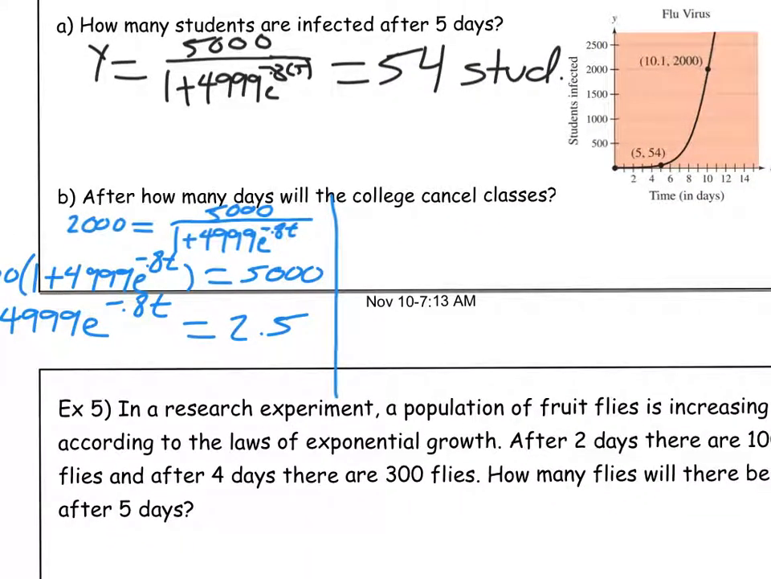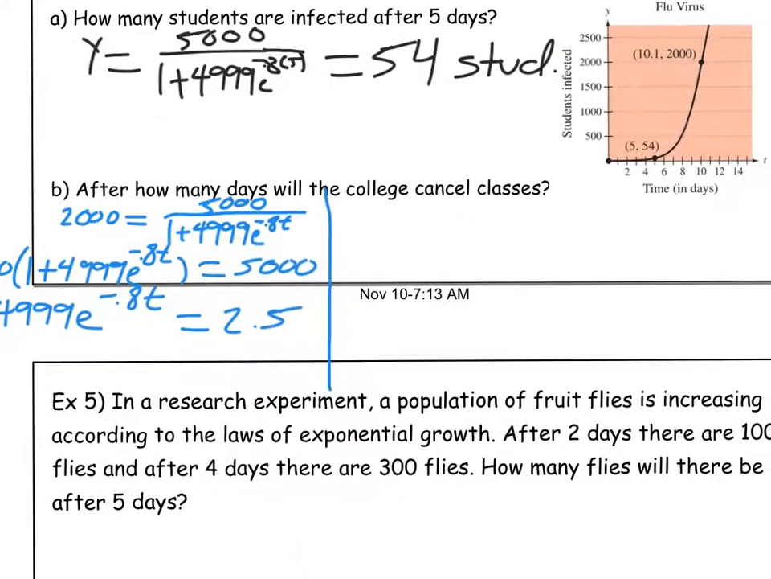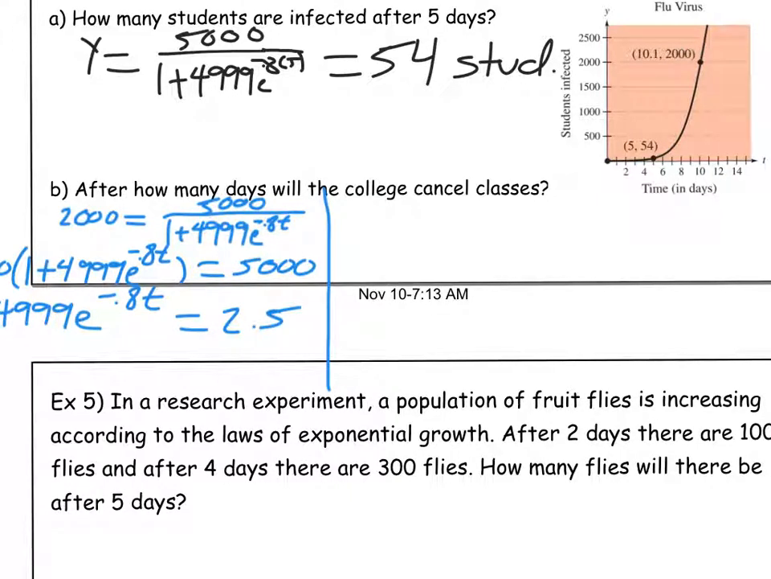It's conceivable at this point that you actually see the next step. It is to subtract 1. So we would get 4,999 e to the negative 0.8 times t power equals 1.5.